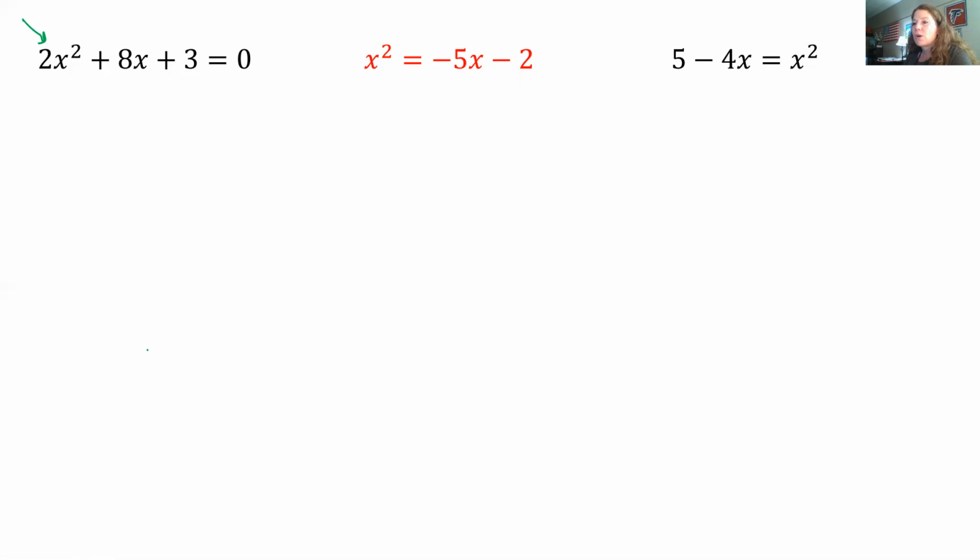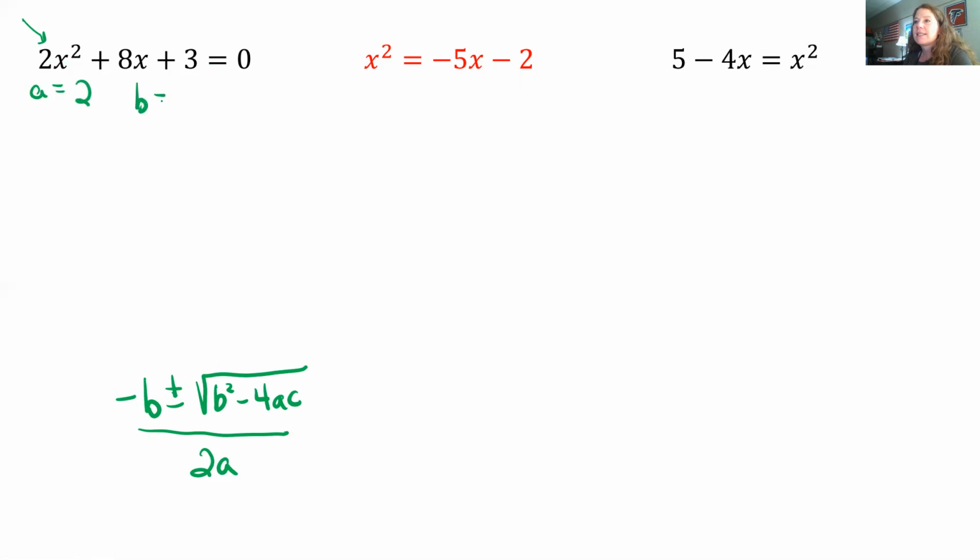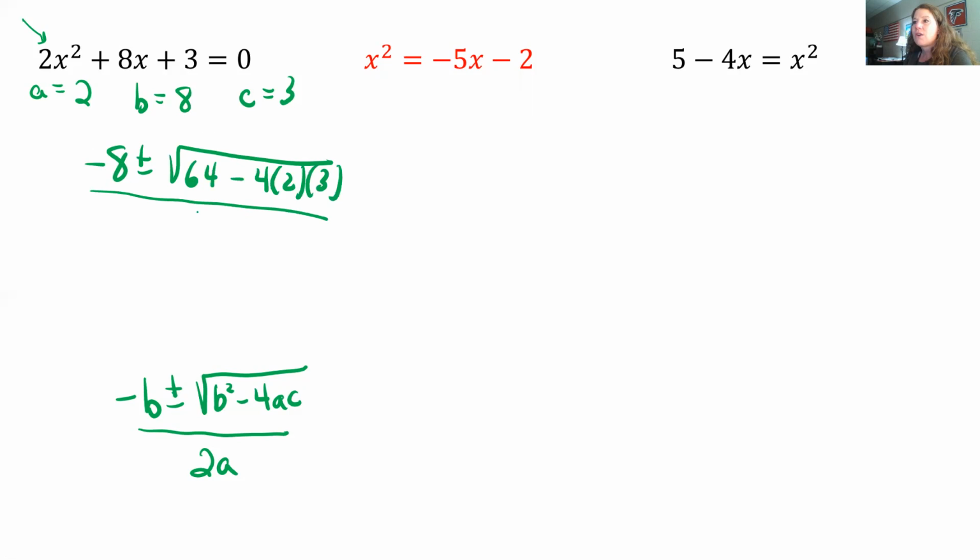So we need our quadratic formula, -b plus and minus the square root of b squared minus 4ac all over 2a. So our a is 2, our b is 8, and our c is 3. So we want the opposite of 8, plus and minus. Woo, that was ugly. 8 squared minus 4 times a times c. All of that over 2 times 2.